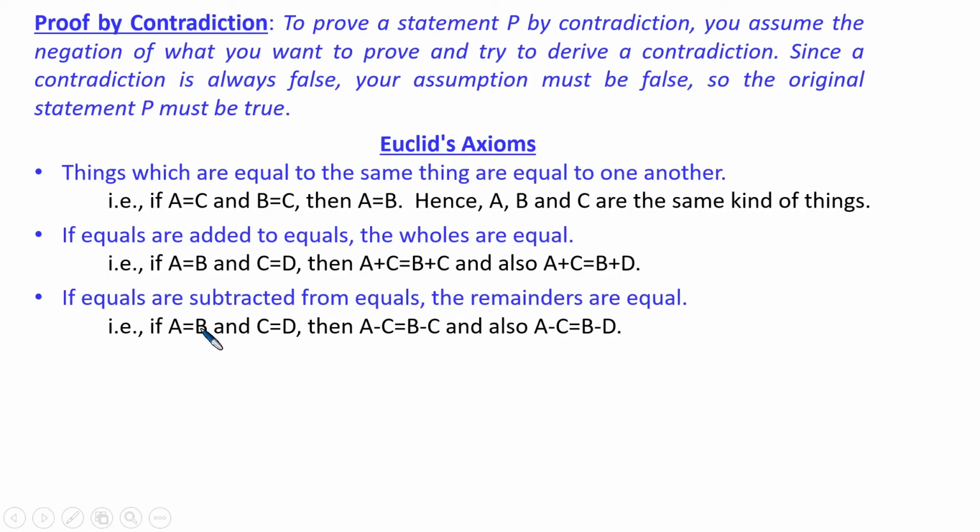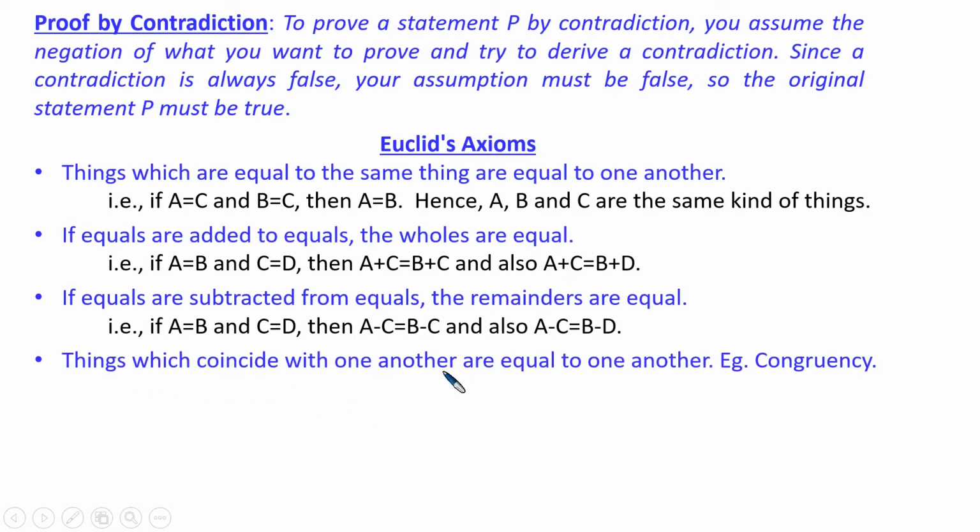So suppose a equal to b and c equal to d, these are two equals. Now if I subtract a minus c and b minus d, then a minus c is equal to b minus d, like the earlier one. Things which coincide with one another are equal to one another. That is congruency. Example, congruency.